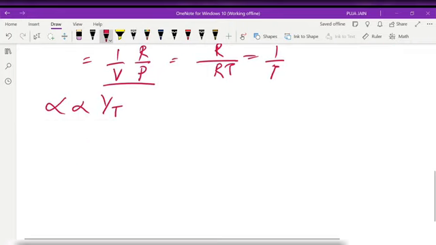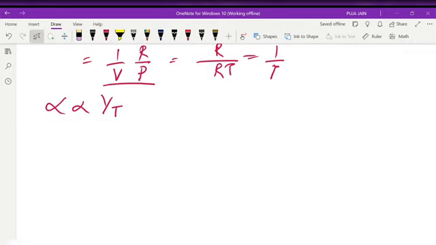Options can be an exact value they can ask, or they can also say alpha is dependent on pressure, dependent on volume, proportional to temperature, inversely proportional to temperature. Like these, options you can also get.